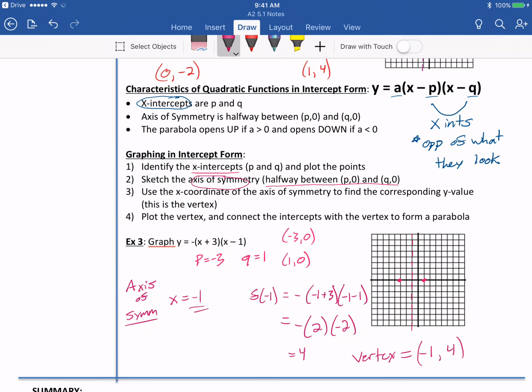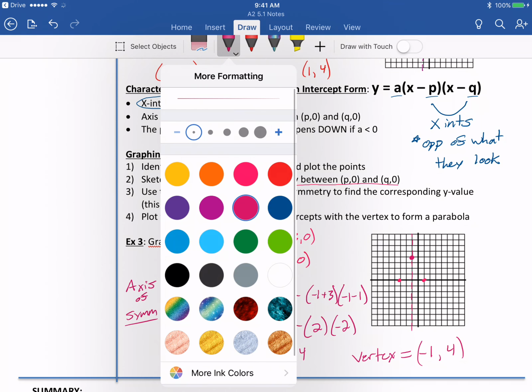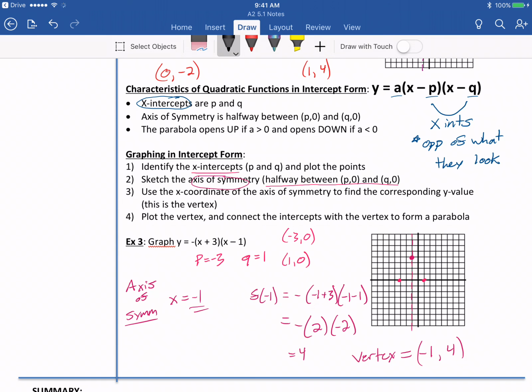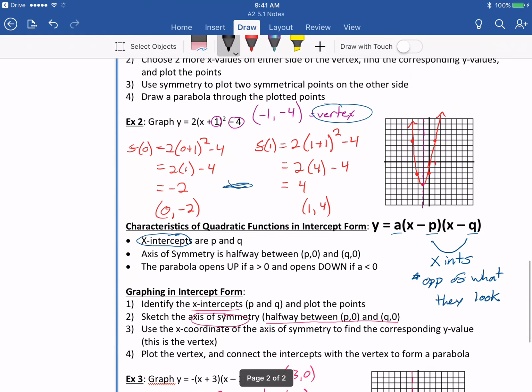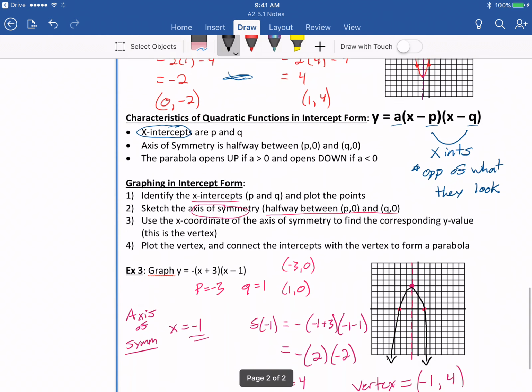So I go to (-1, 4), which is right there, and now all I have to do is connect these lines to make my U. My left side of my U is going to be right there, and my right side is going to be right there. It makes my U. All right, so three ways here: we have intercept, vertex, and standard.